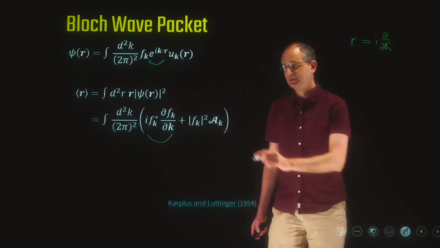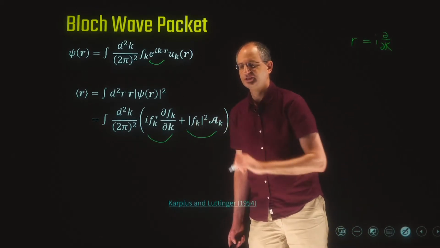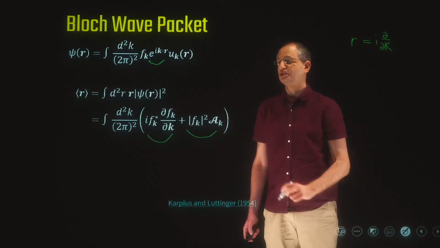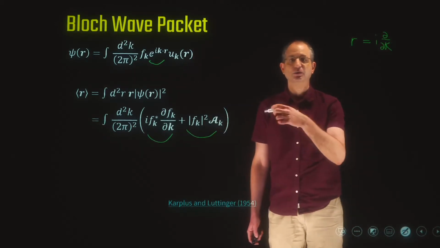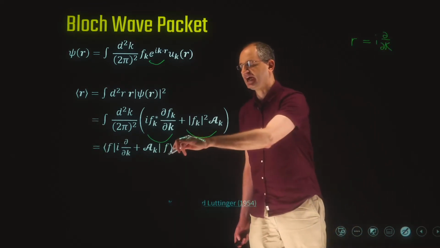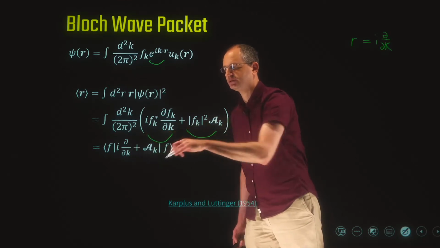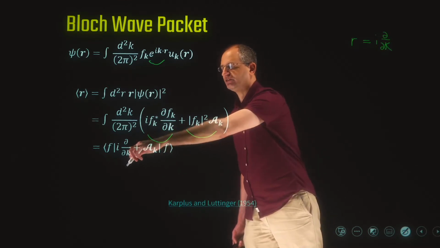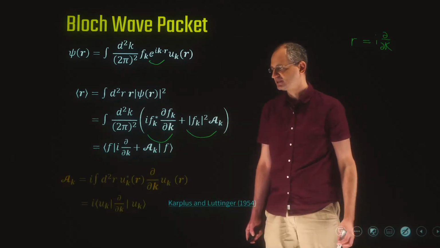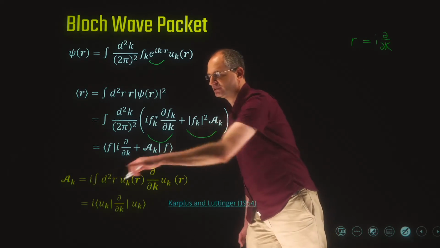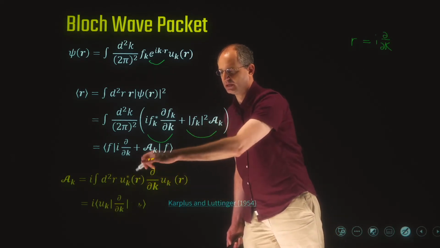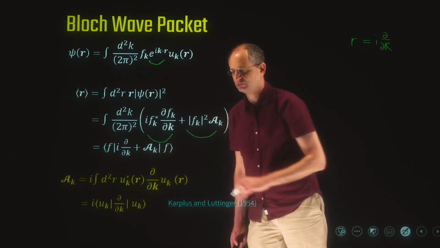And the second term is mod f of k squared times this factor A of k, which is related to the k derivative of the Bloch wave function. And we can rewrite this in this nice compact form. It's the average or expectation value with respect to f, the envelope function, of i d/dk plus this extra factor A of k. And what is A of k? Explicitly, A of k is written in this form. It's i times the integral dr, u star, the Bloch wave function, d/dk of u of k.